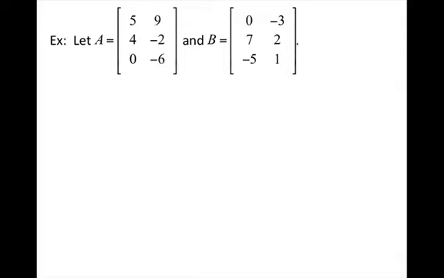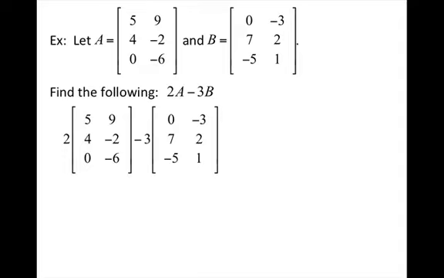Finally, we're going to use the same matrices A and B, but this time let's find 2A minus 3B. So I'm going to write this as 2 times matrix A minus 3 times matrix B. So multiply every element in matrix A by 2. And multiply every element in matrix B by -3.